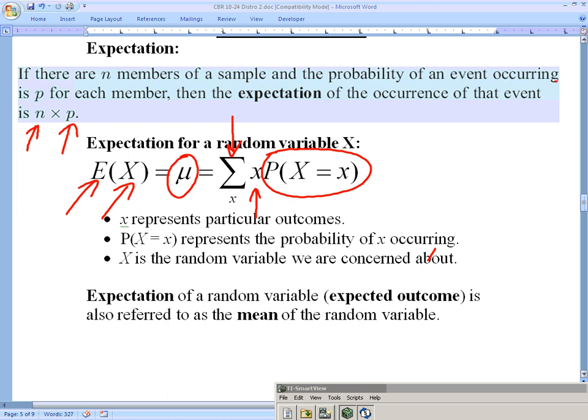So again, probability, big X equals little x. We looked at that last class. That's the probability of an event X occurring, or an answer or a piece of data x occurring. X is our random variable. It's our labeling, our words. And little x, again, is just the actual outcome, the numeric outcome. Expectation of a random variable, expected outcome, is often referred to as the mean of the random variable. And I mentioned that all the way back here.